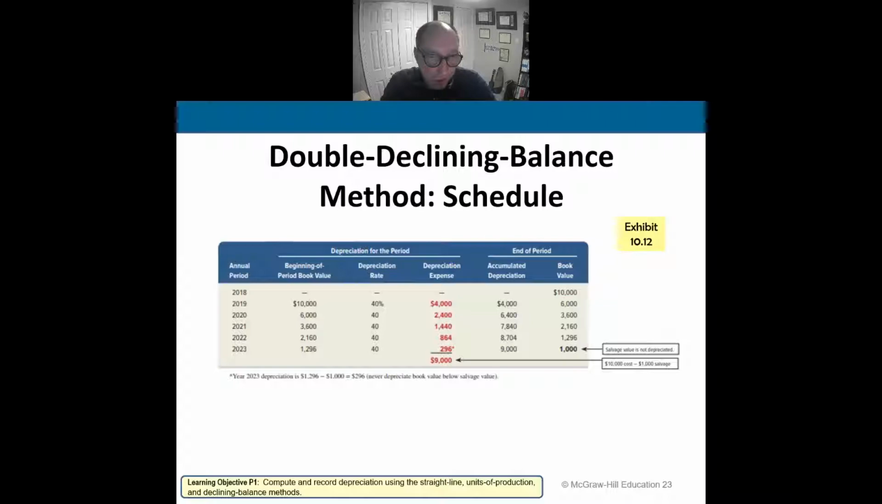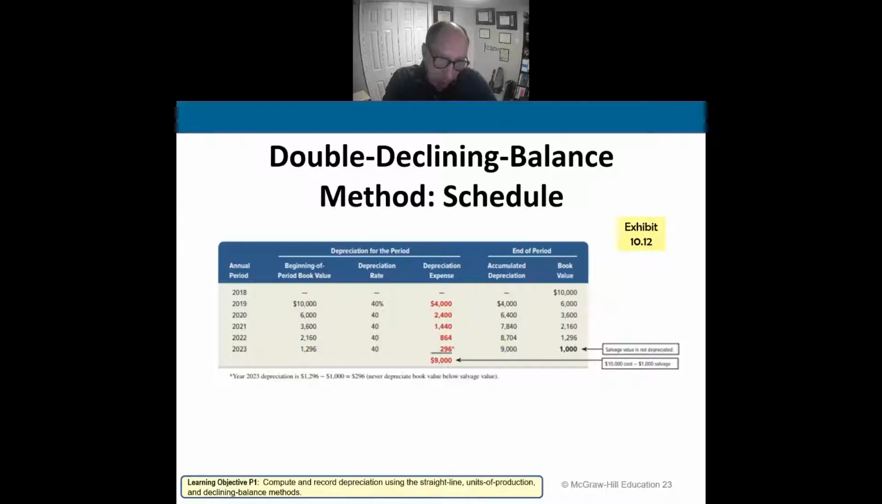For year two, it's $2,400. How I got $2,400? I take my beginning book value minus the depreciation expense to get the beginning book value for the next year. Beginning book value times 40%, 2,400. Then I do the same thing again the next year. I take the 2,400, subtract that from the beginning book value to get 3,600 times 40%, 1,440, so forth and so on. You do that until you've reached the end of year 5.